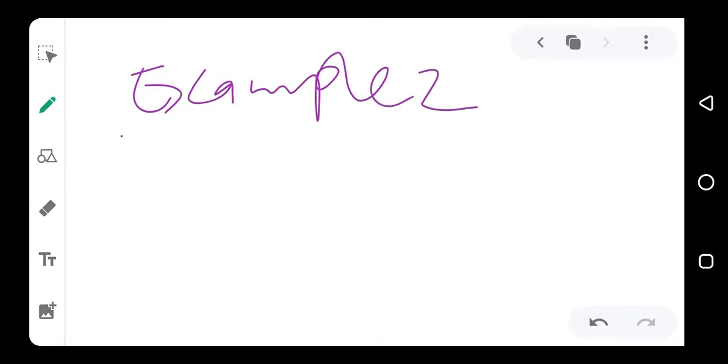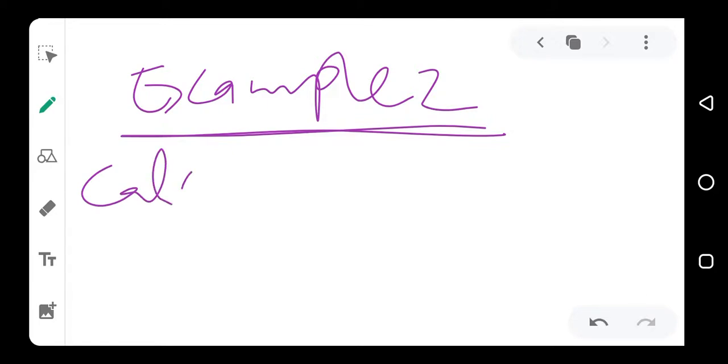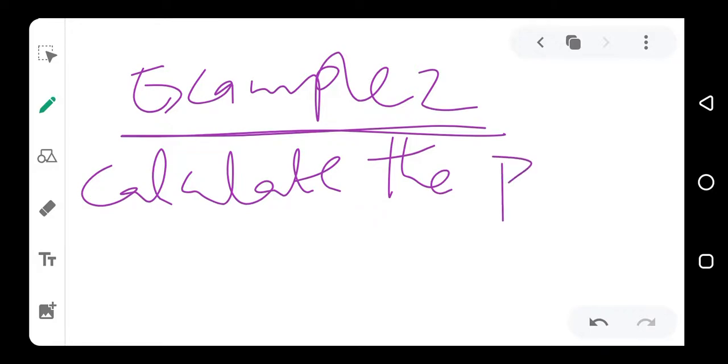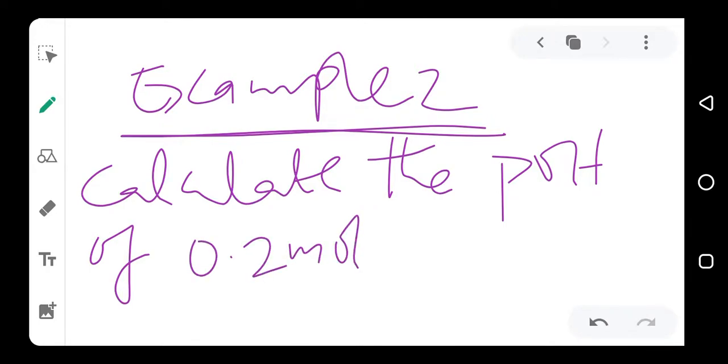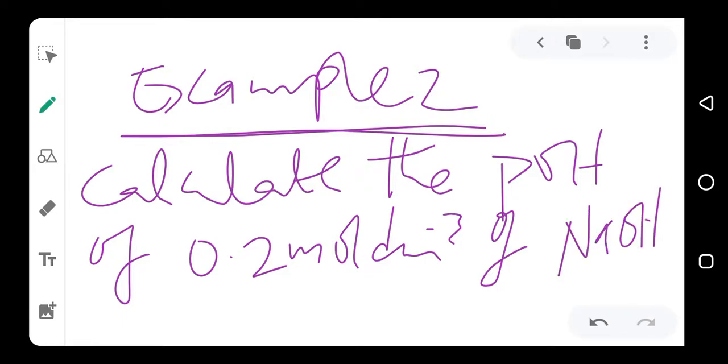Now we go to another example. Example 2. Calculate the pOH of 0.2 mole per dm cube of sodium hydroxide solution.